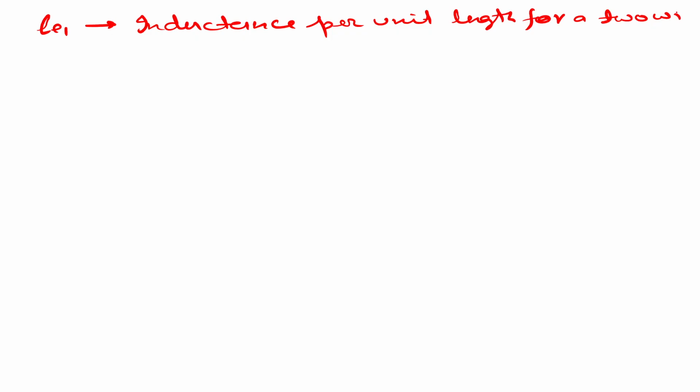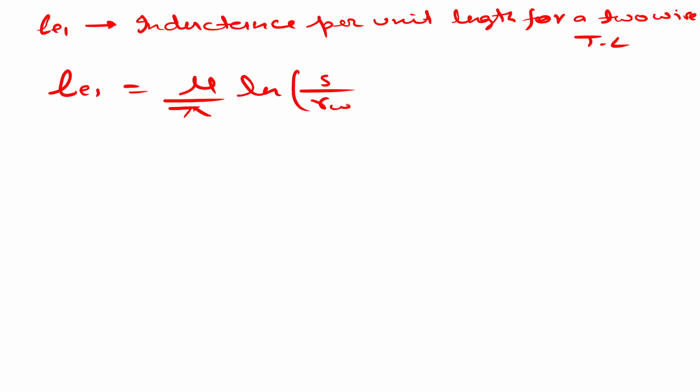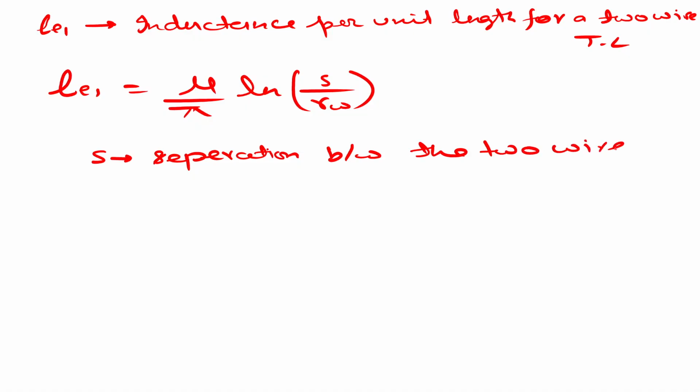Le1 is the inductance per unit length for a two wire transmission line, and it is given by mu by pi natural ln S by Rw, where S is the center to center separation between the two wires, and Rw is the radius of the wire, which is the same for both the wires.